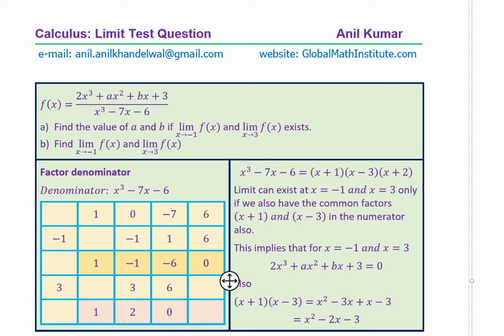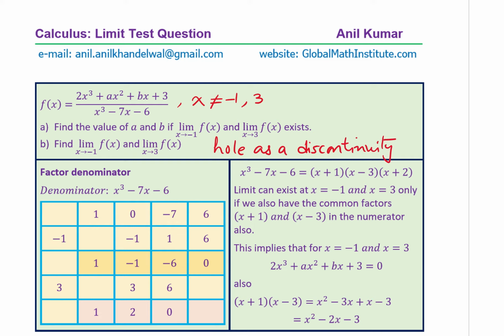So first thing first, as I was saying, the denominator actually is 0 for x equals minus 1 and x equals 3. So we have a restriction here that x is not equal to minus 1 and 3. But the limit can exist. That means we're looking for a discontinuity at this point, and we're looking for a hole as a discontinuity, correct? Only then the limit can exist. Perfect.